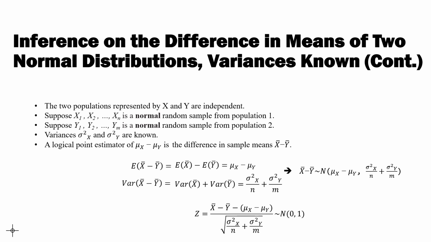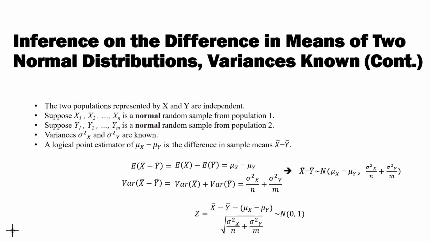Everything we discussed is summarized here. We have two independent populations represented by x and y. We have two independent random samples, one from each of these populations. And we are assuming the variances of these populations are known.